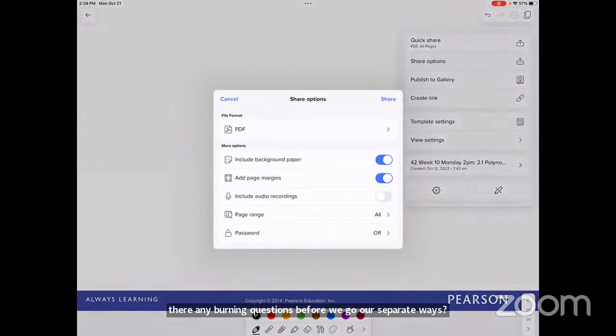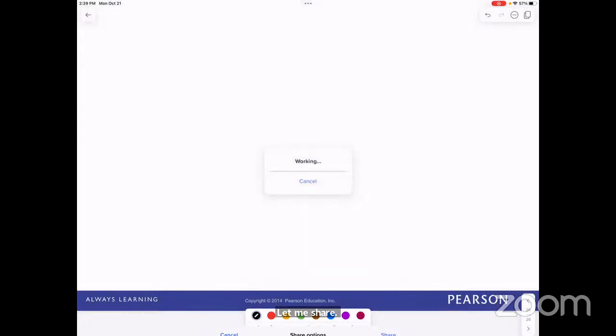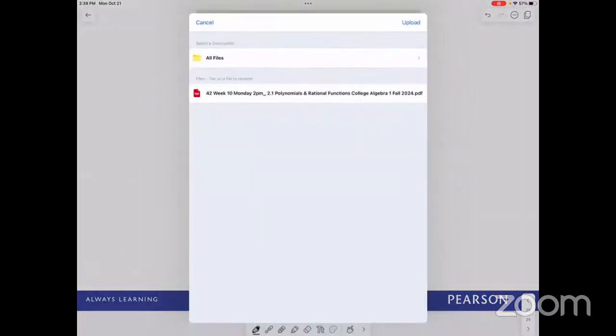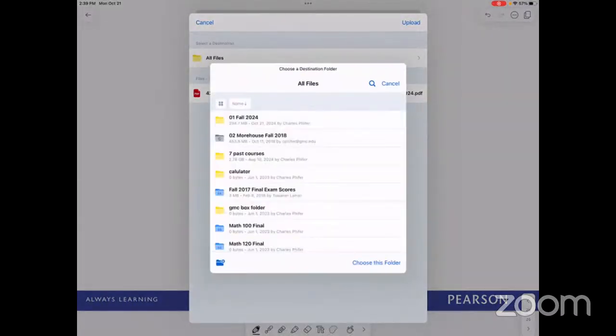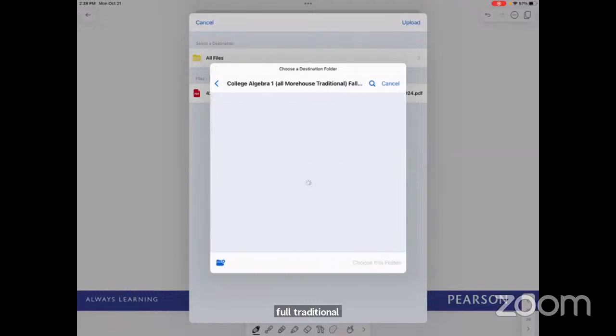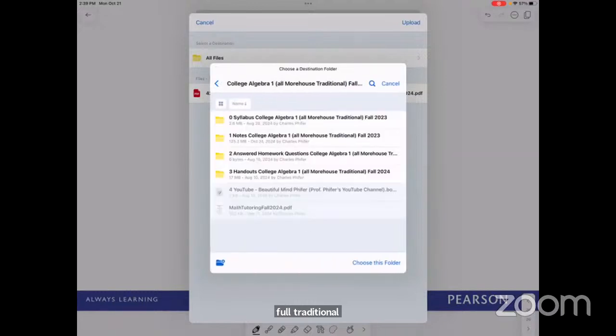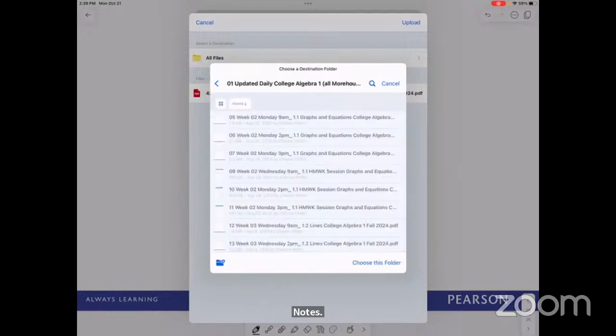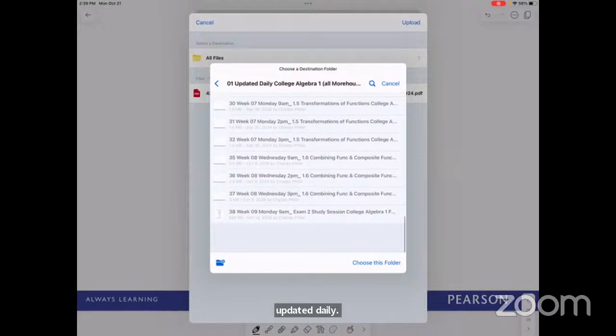Let me share. Fall, traditional, this one, notes, updated daily. This should be correct. Okay.